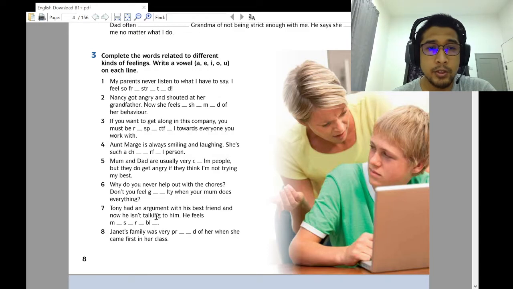7. Tony had an argument with his best friend, and now he isn't talking to him. He feels miserable. Miserable. Okay? Rasa sengsara, rasa tak sedap. Okay, that's miserable. Tak senang hati, tak senang duduk. Okay, some things like that. 8. Janet's family was very proud. That's the right answer. Proud of her when she came first in her class.